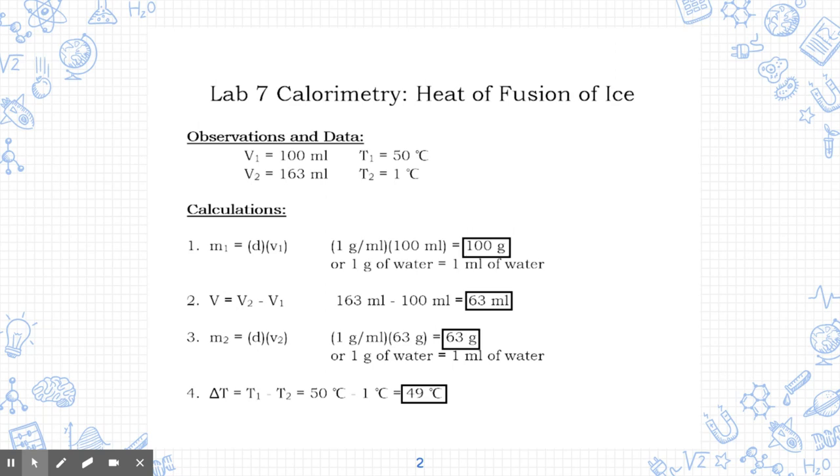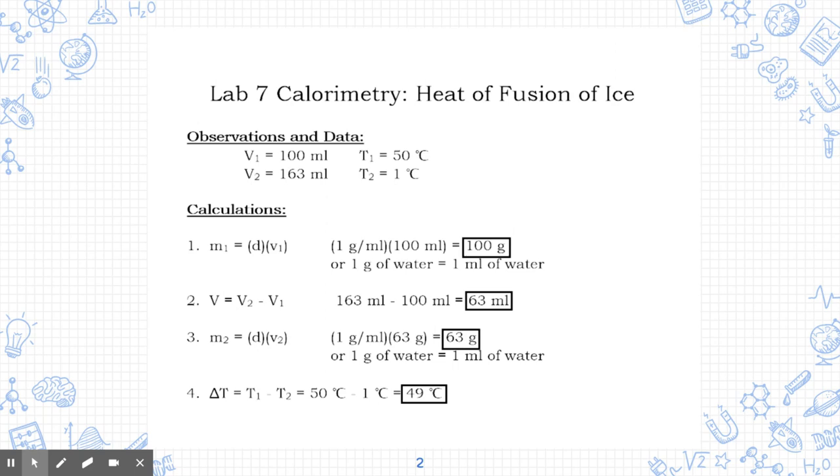Calculation number 3, find the mass M2 of the volume of water. Just like what we set up here with M1, 1 gram of water is equal to 1 milliliter of water. So you're going to take your change in volume from number 2, and that would be 63 grams. So M2 is 63 grams. If yours was 60 milliliters, it would be 60 grams of water.